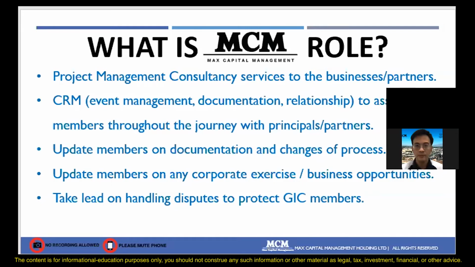and updates members on corporate exercises or business opportunities. When we have new projects in hand, we also update our members. If, let's say, company A wants to go for listing, we have to go through a process where we need to convert to shares and so on. MCM also takes the lead to do all these things for our members.